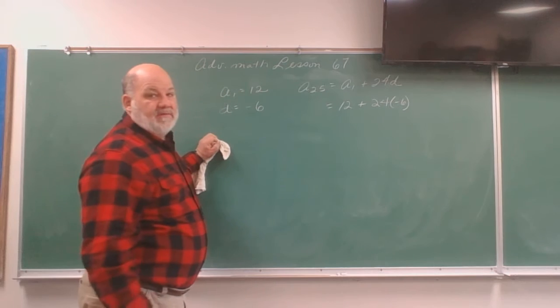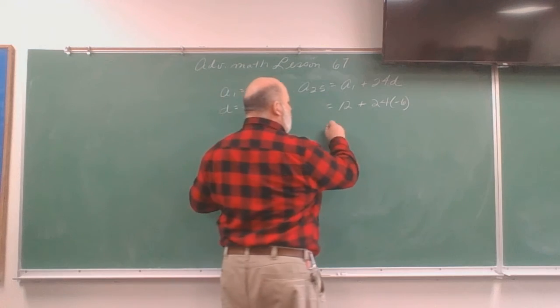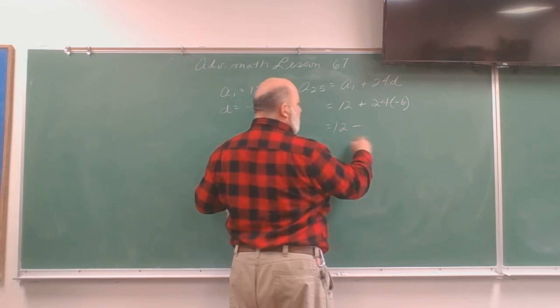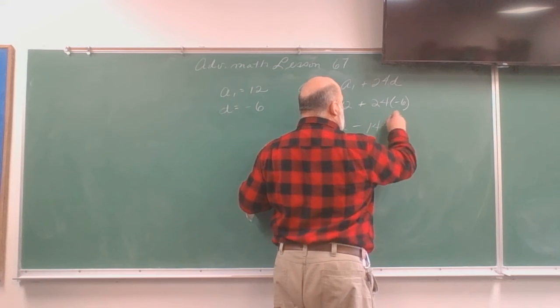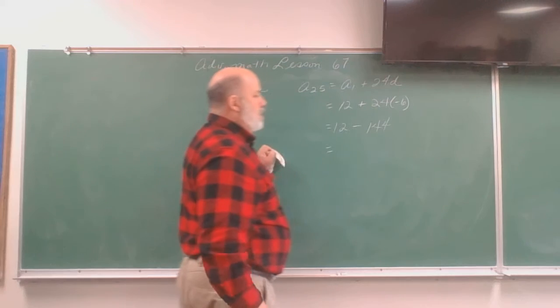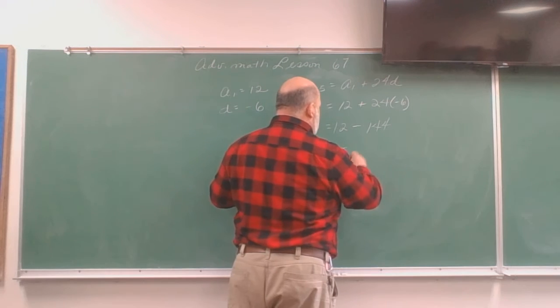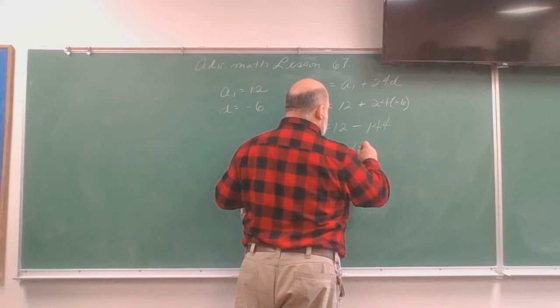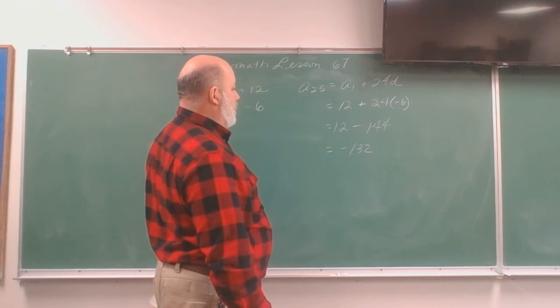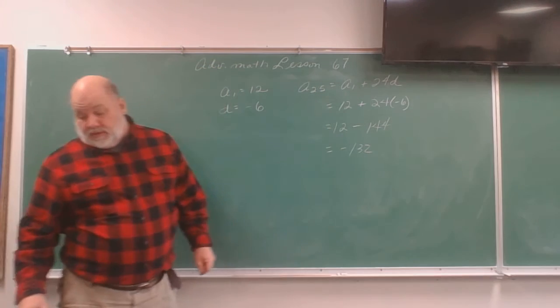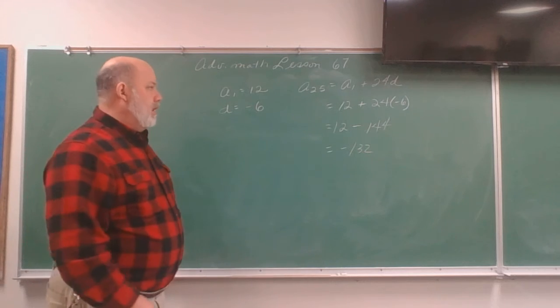My 25th term will be 12 plus 24 times negative 6. Or it will be 12 minus 144. That is negative 132. Ding. Okay.